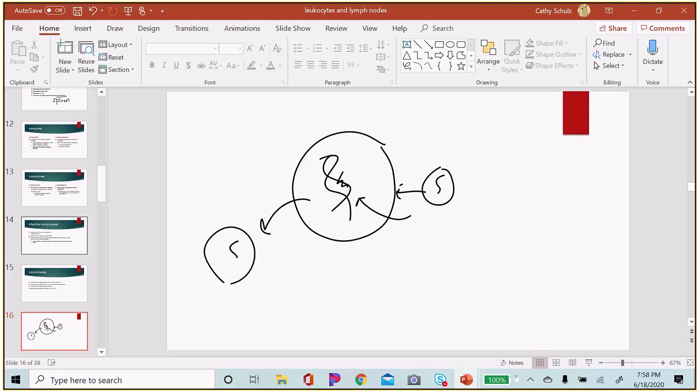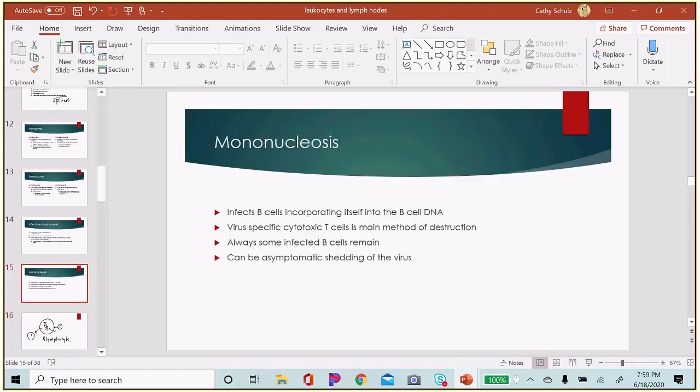When this occurs, this B lymphocyte is no longer able to perform the function of a B cell lymphocyte. So it cannot differentiate into a specific antigen clone and then further differentiate into plasma cells if we were confronted with a bacterial infection at the same time. This particular cell won't be able to do that. It has basically been rendered an Epstein-Barr virus factory.